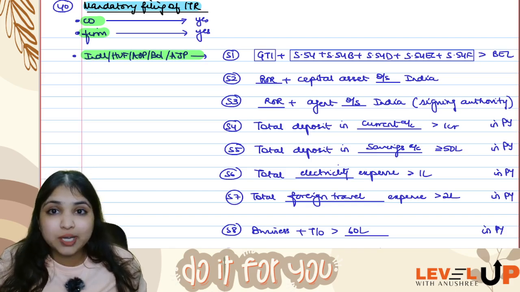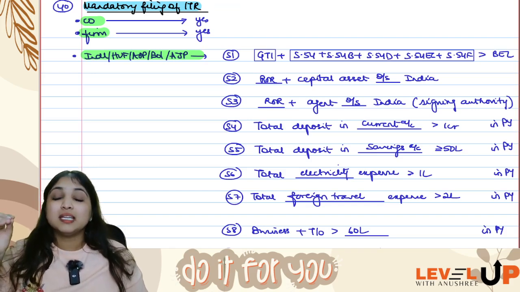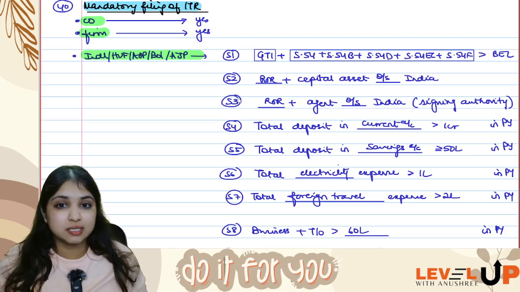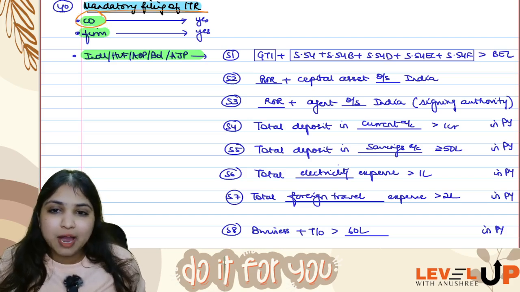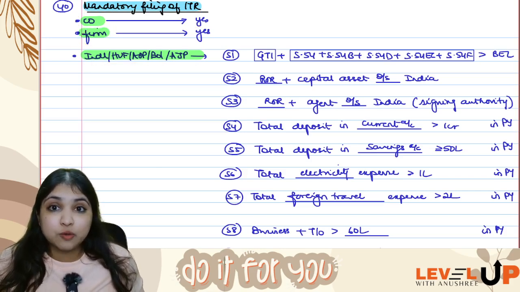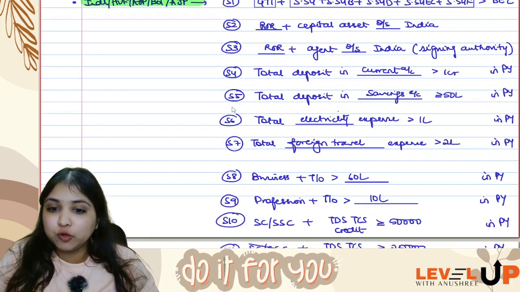Then coming to the next point, mandatory filing of ITR. It is mandatory to file ITR for which assessees? Number 1, for all company assessees, whether dormant company, whether inactive company, I don't care. Every company you have to file ITR, every firm you have to file ITR. Then individual, HUF, AOP, BOI, AJP, when do they have to file ITR?